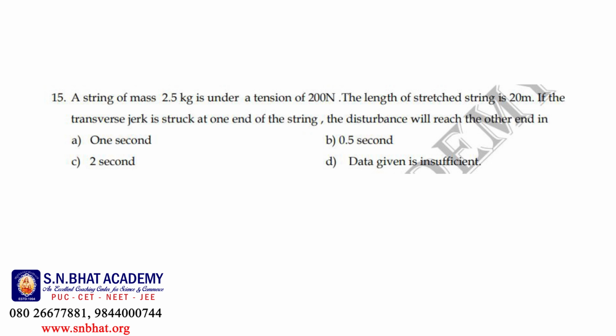Next we come to question number 15. A string of mass 2.5 kg is under a tension of 200 Newton. The length of the stretched string is equal to 20 meters. If a transverse jerk is struck at one end of the string, the disturbance will reach the other end in.